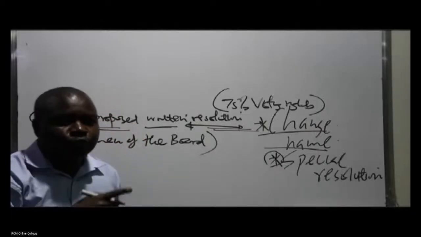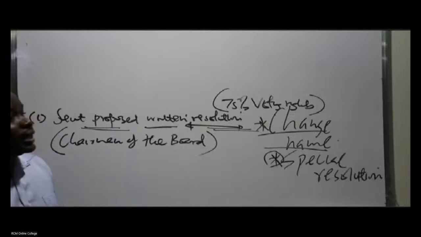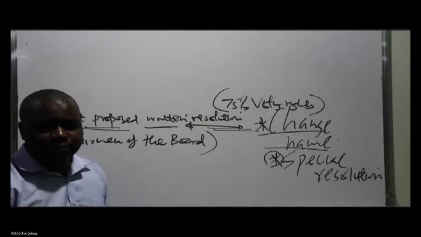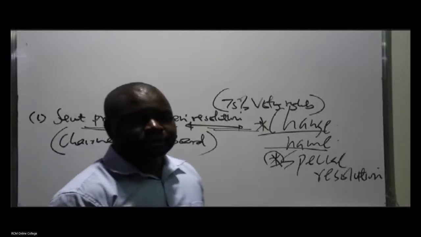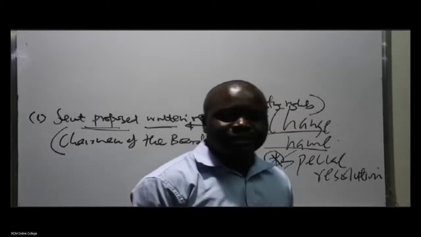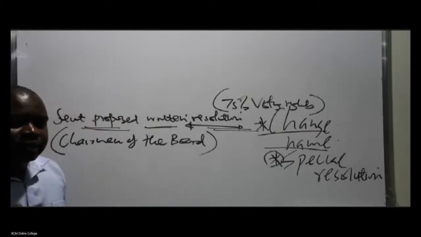One thing you have to take note of, listen to this very keenly, learner. In a company, the voting rights are normally dependent upon the number of shares you hold in the company. It is not one man, one vote. It is dependent upon the number of shares you hold in the company.